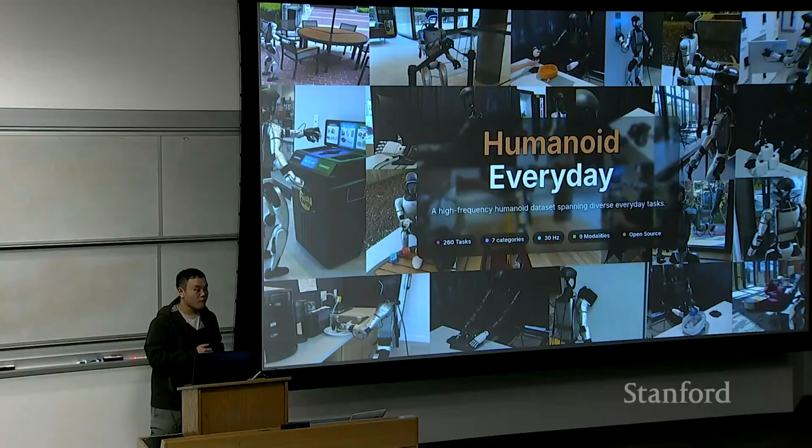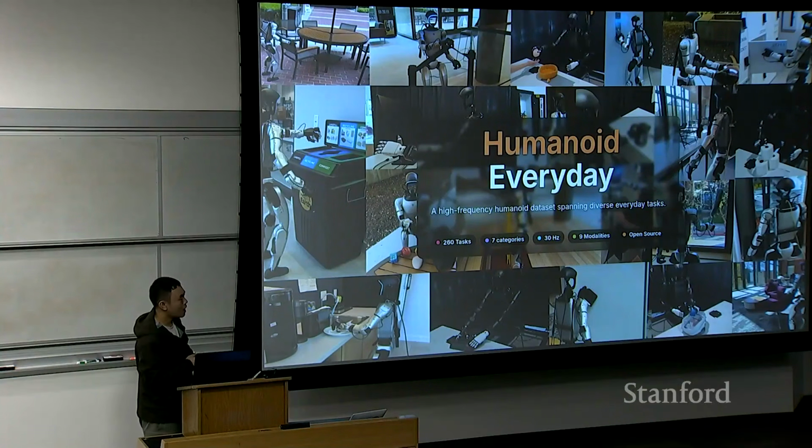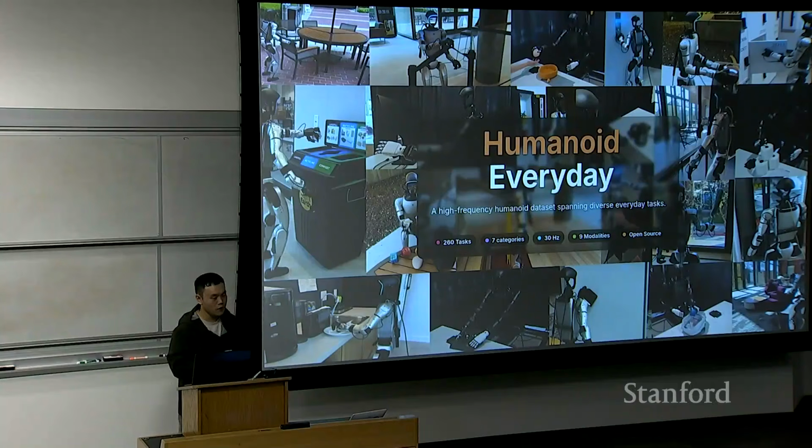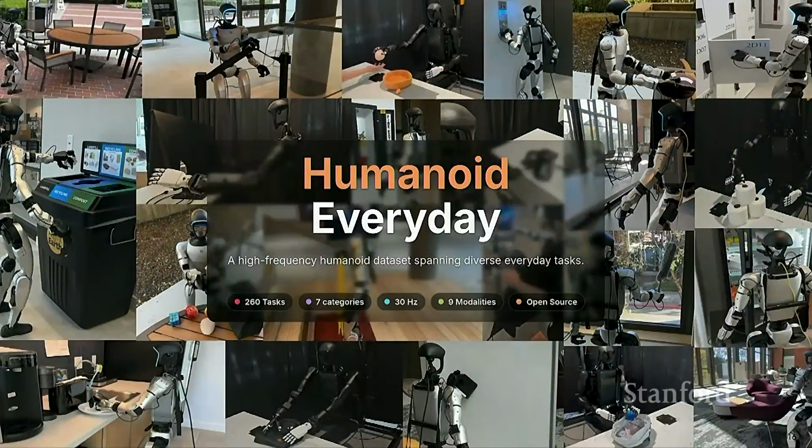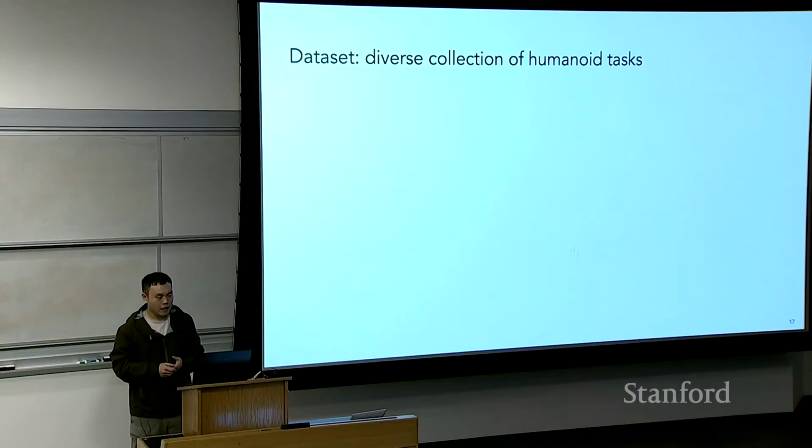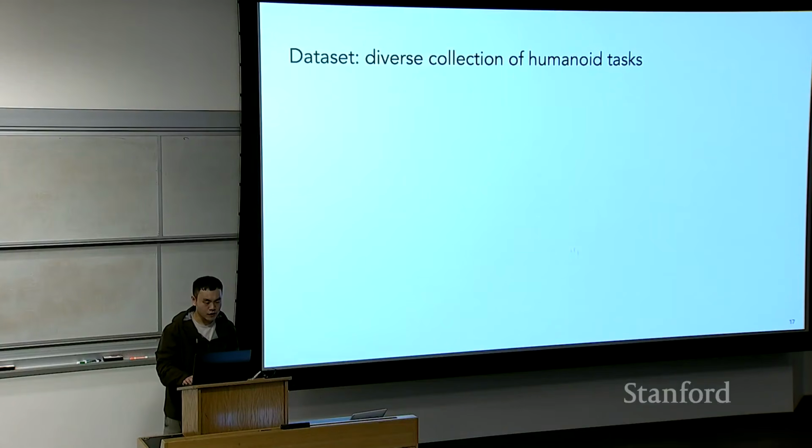Now I want to diverge a little bit to talk about another paper we recently got accepted to ICRA 2026. It's called Humanoid Everyday. This paper is a dataset paper. It features a high-frequency humanoid dataset spanning diverse everyday tasks. We use the previous setup to capture the data. This dataset, again, features a diverse collection of humanoid tasks.